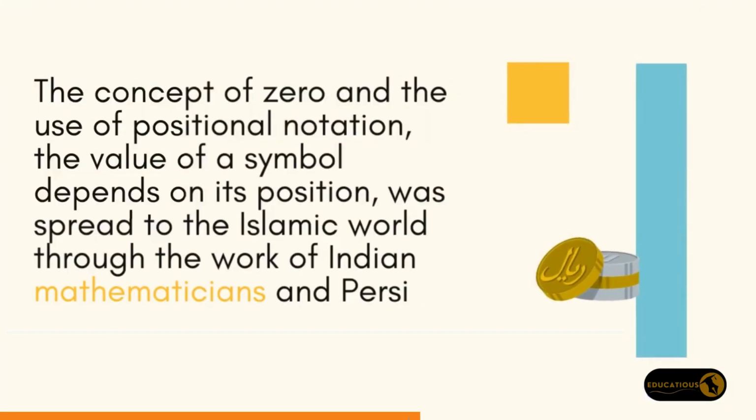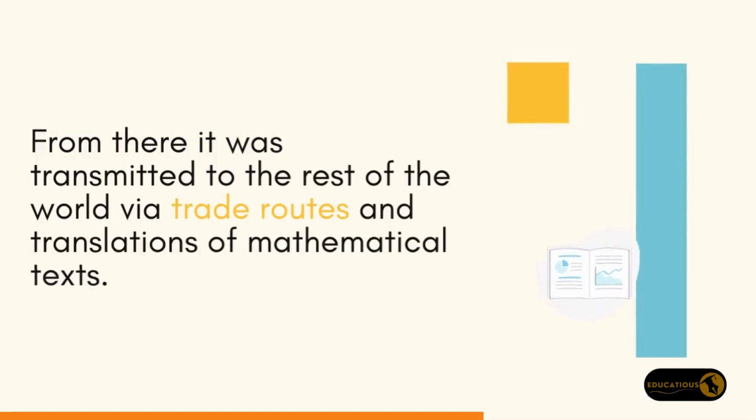The concept of zero and the use of positional notation, where the value of a symbol depends on its position, was spread to the Islamic world through the work of Indian mathematicians and Persian translators. From there it was transmitted to the rest of the world via trade routes and translations of mathematical texts.